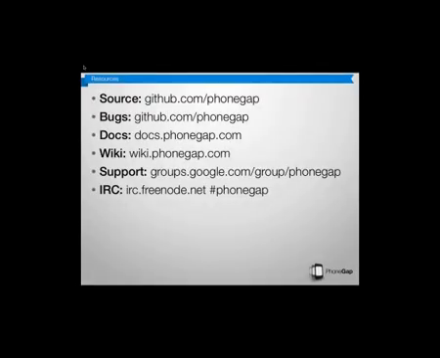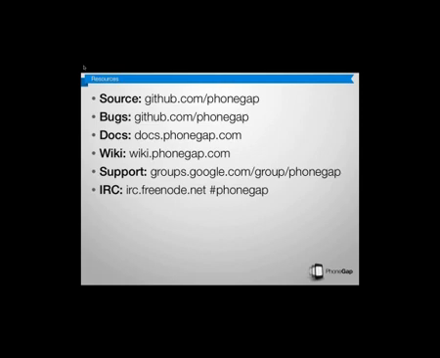Here are just some resources I wanted to give you guys. The project can be found on github.com/PhoneGap. It's all open source. You can take a look at it, contribute. Bugs, we also track our bugs there. Docs.phonegap.com, that's a good one if you're just starting to use PhoneGap. It's really well laid out, and it's got lots of examples. Wiki.phonegap.com, this one is constantly being added to and worked on.